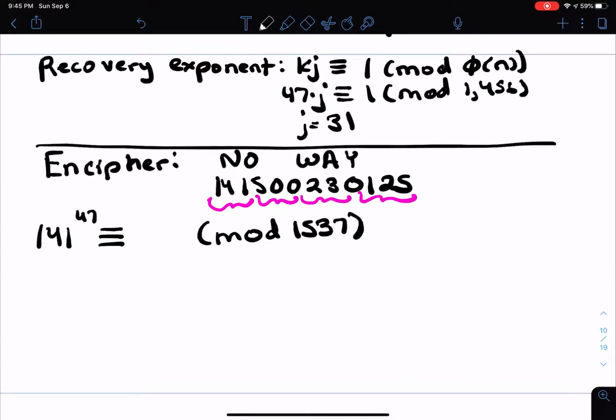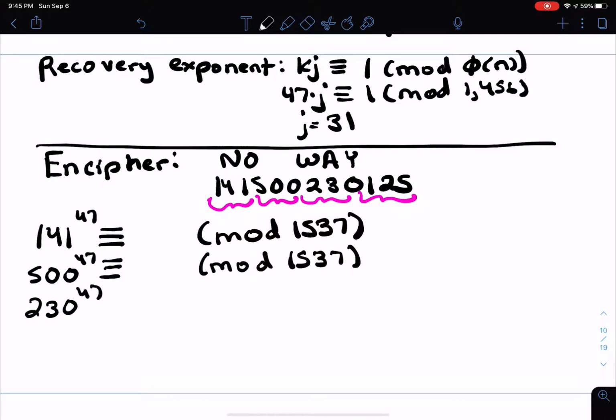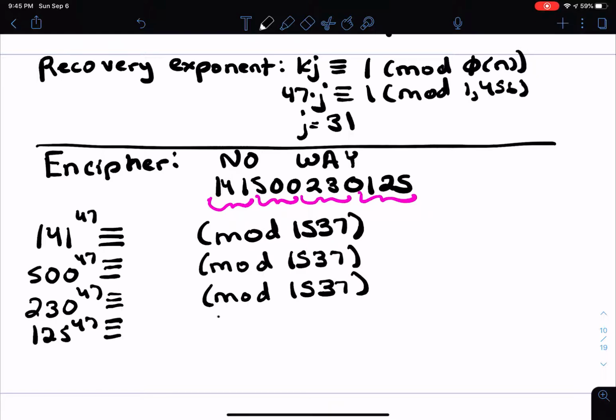So you work that out. For the other numbers, it's like 500 to the 47th power is congruent to what mod 1537? And so on. 230 to the 47th power. 125 to the 47th power. And you're trying to figure out what those are congruent to. You could start putting it in your calculator, but you're going to notice your calculator is going to get really cranky. Not only does it not want to do the 47th power, but then you're trying to figure out what the remainder would be when you divide by 1537. It's going to get cranky.